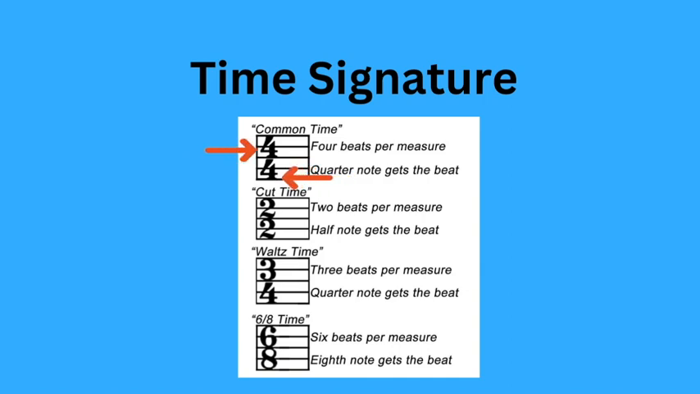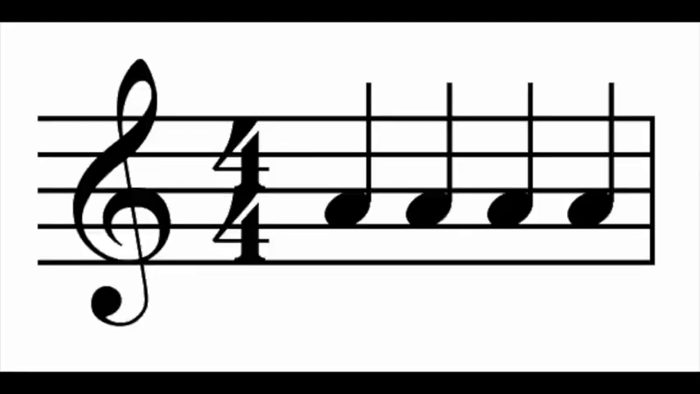So we'll start with its simplest term, 4/4. It's also known as common time. 4/4 is there are 4 beats to a measure. So 1, 2, 3, 4. And the quarter note, he gets the beat. So if he gets the beat, he gets 1 beat, and that will be 4 quarter notes in the measure.